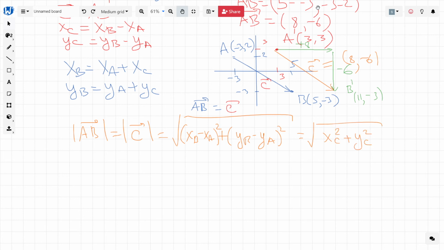So if you look at our example, when vector c is (8, -6), the length of vector c is the square root of 8 squared plus (-6) squared, which is 64 plus 36. We get the square root of 100, which is 10. So that's pretty easy.